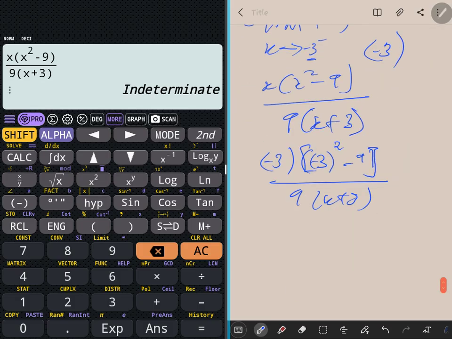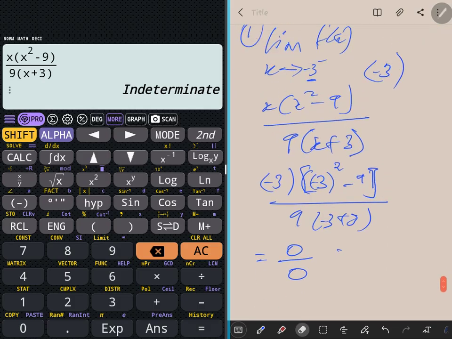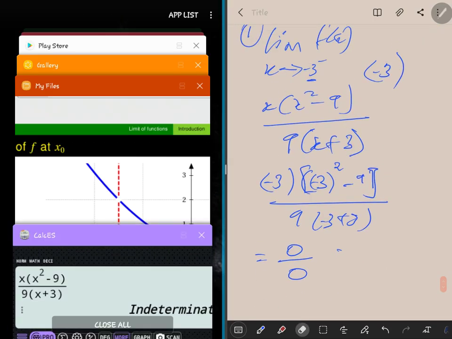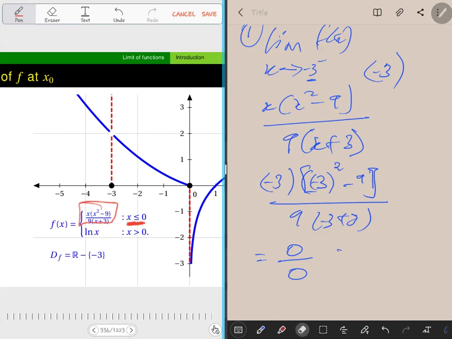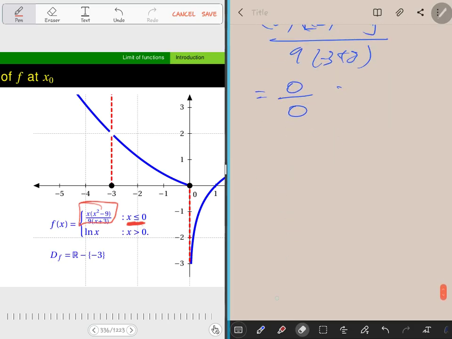So this is what we end up getting: 9 minus 9 is 0. So we end up with 0 over 0, which is an indeterminate form, as it's written here. In a case like this, you have to find a way to make the function not 0 over 0. So that's what we do: we write it out and expand and do whatever we can.